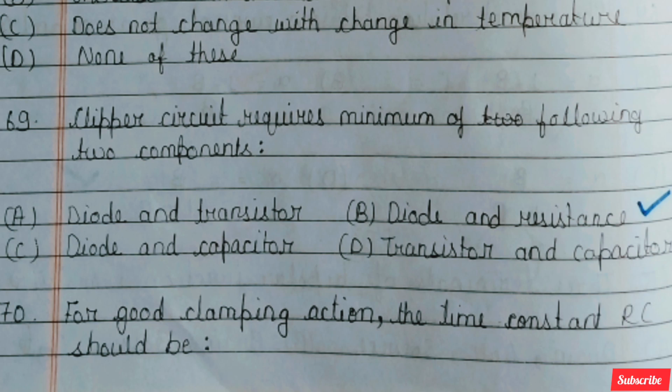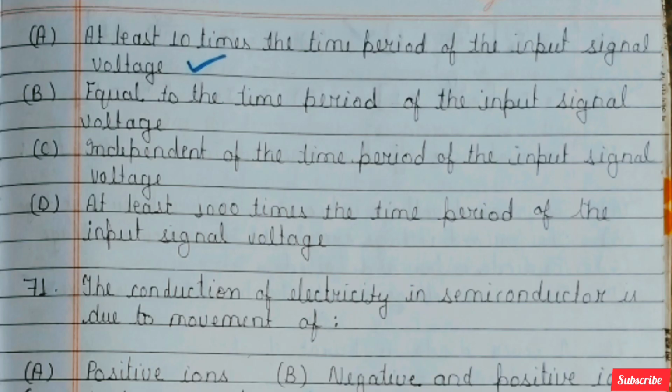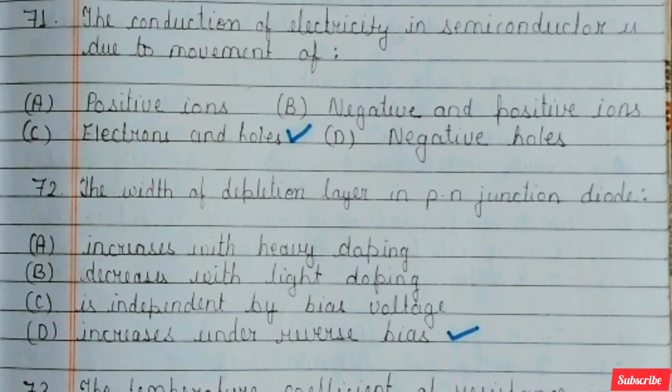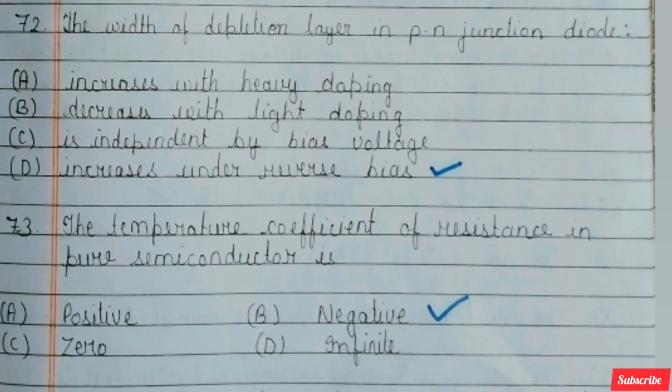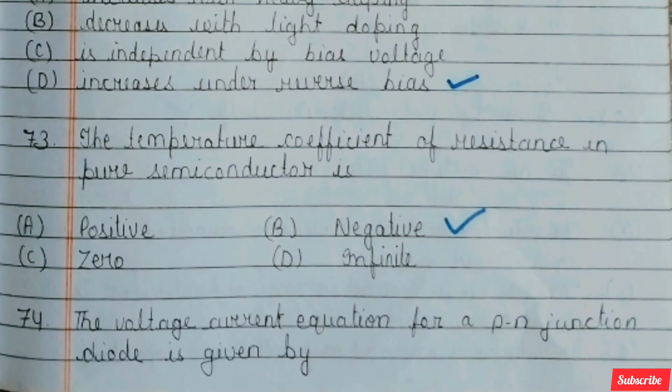Next question, for good clamping action the time constant RC should be. Option A is right. The conduction of electricity in semiconductor is due to movement of. Option C is right. The width of depletion layer in PN junction diode. Option D is right. The temperature coefficient of resistance in pure semiconductor is. Option B is right. The voltage current equation for PN junction diode is given by.